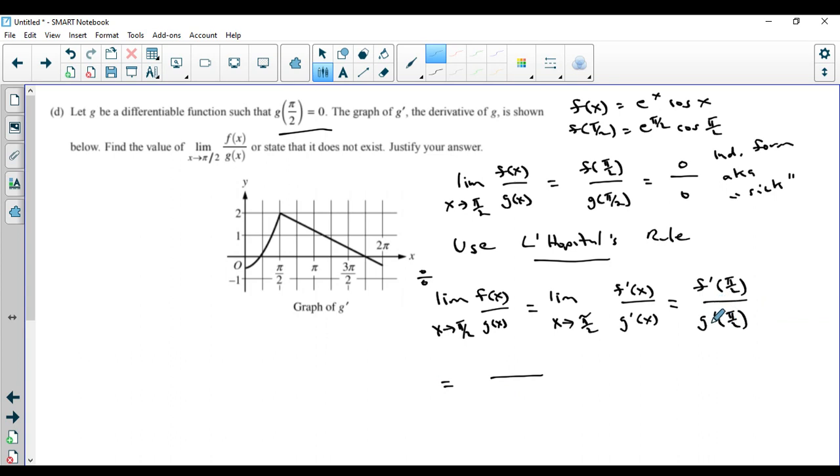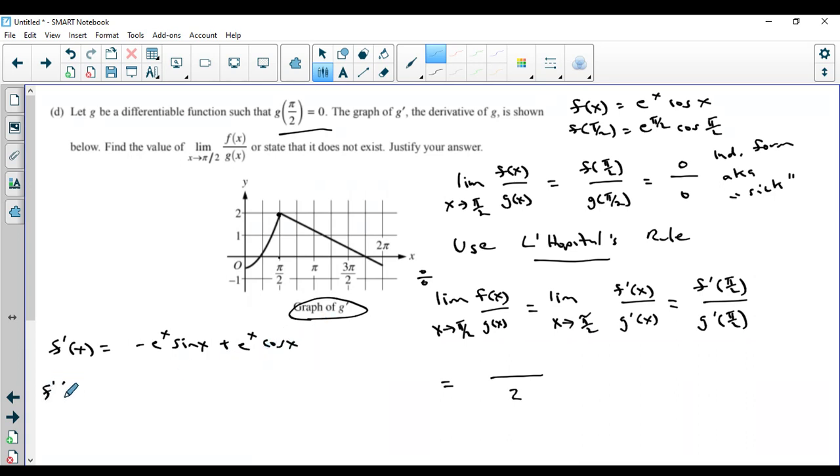So now what is g prime of pi over 2? Well, I'd have to look at the graph of g prime, which is right here, and at pi over 2, its functional value is 2. So I end up getting 2 there from the graph. F prime of pi over 2, I have to figure out. Let's recall that f prime of x was negative e to the x sine x plus e to the x cosine x, right? We got that in one of the earlier parts.